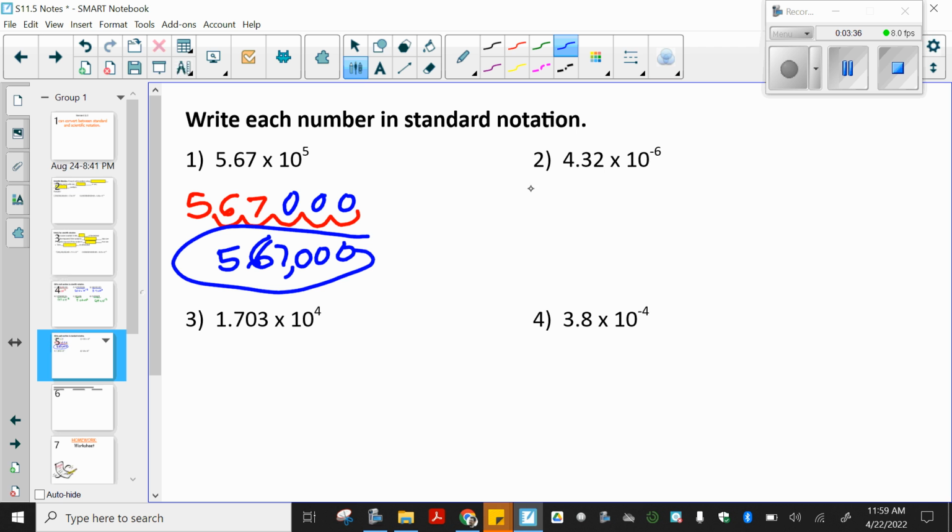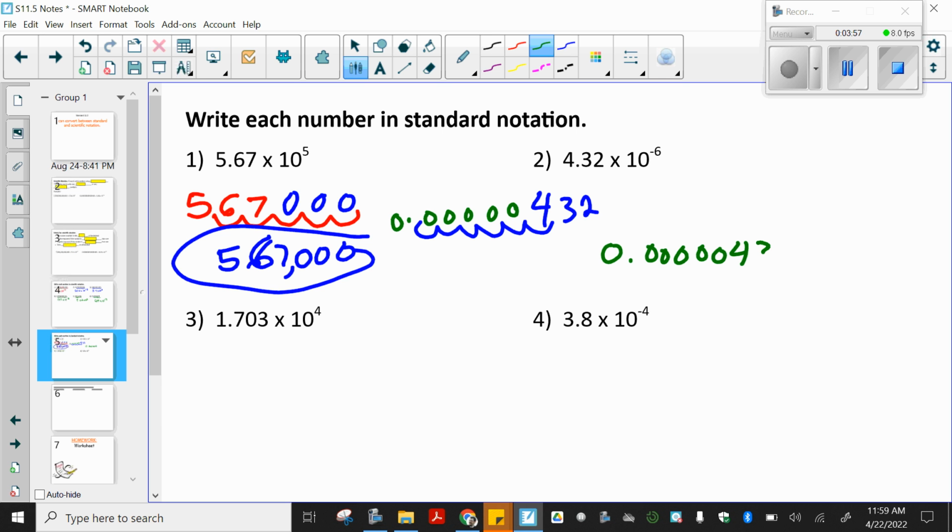All right, let's do it again. 4, 3, 2. I'm going to start where the decimal is right here and count. Oh, negative 6. I got to go this way. 1, 2, 3, 4, 5, 6. Put a 0 in each one. Then I'm going to put another 0 at the front, put a decimal there. I'm going to rewrite it as 0.000000432.